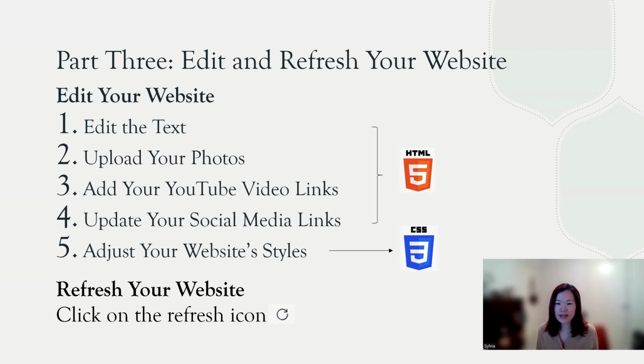To edit the text, images, YouTube video links, and social media links, we will make changes directly in the HTML file. If you want to adjust the website's layout, like changing the number of images displayed from 2 in a row to 3, you will do that through the CSS file. Once we have made all the edits, open the HTML file and click the refresh icon in the top left corner to see your changes. Let's try this together.